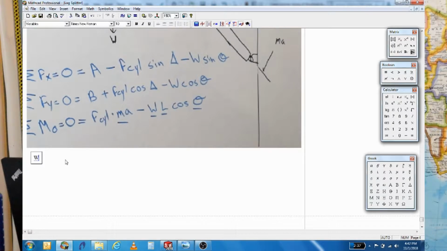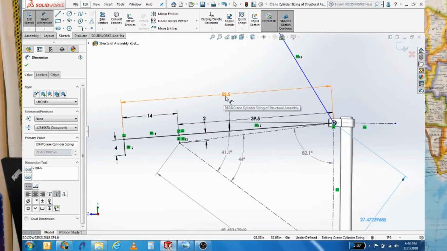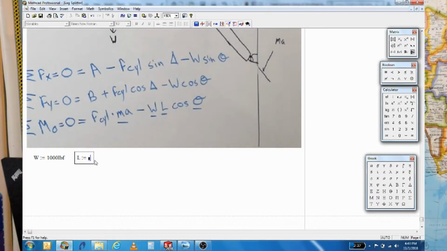Alright, we need to specify a couple things here. We need to specify that our weight equals 1,000 pounds force, just a generic number. If you want your jib to be stronger, you can make it bigger. And then we have a length here, and we need to figure that out. So let's go to SolidWorks. And we've got 53.5 inches.